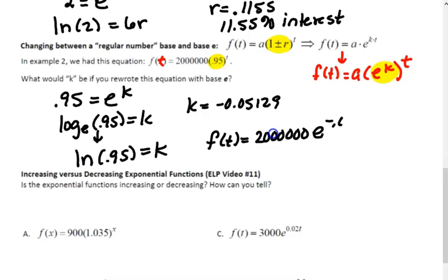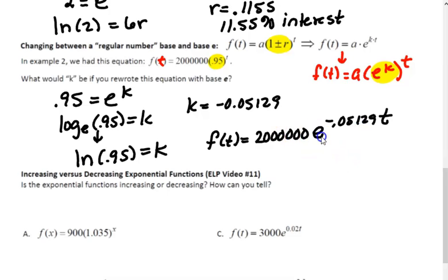e to the negative 0.05129t. And other than some rounding, because this is a rounded number, I would get the same answers as I would get with this formula. It's going to be a little off because this is rounded.